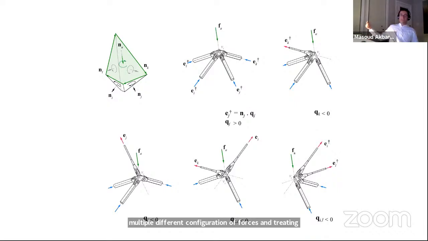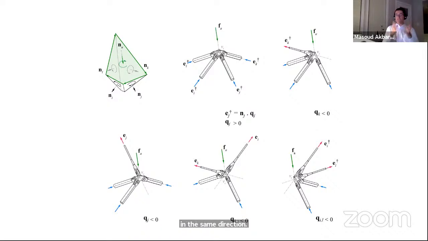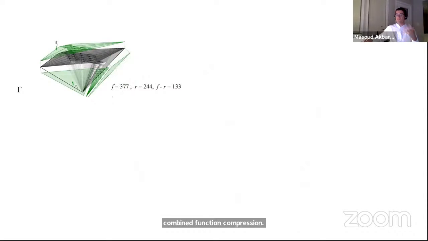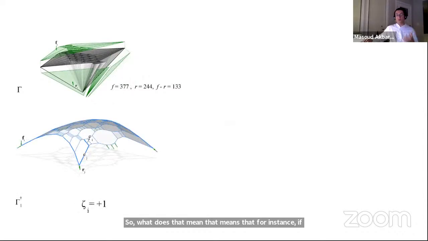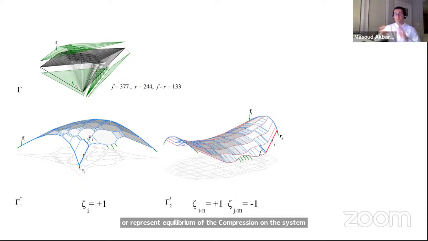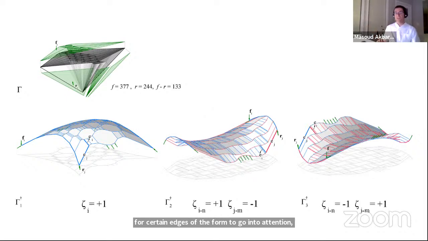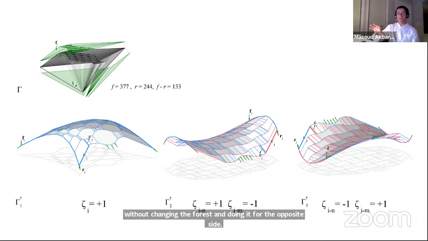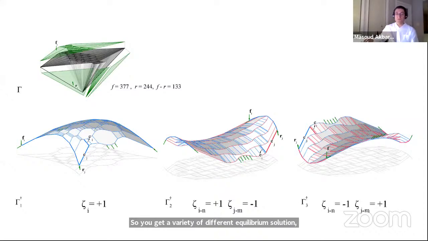So for instance, you can take a compression-only node and then take one of the edges and push it in the same direction to go to the other side of the node. And suddenly the member would be in tension. Without changing the force distribution, you describe the equilibrium in the system that is combined tension and compression. So what does that mean? That means that if this force distribution could represent the equilibrium of a compression-only system, now with particular manipulations, you can force certain edges of the form to go into tension without changing the force, and do it for the opposite side. So you get a variety of different equilibrium solutions, again, for the same design of the force, right?